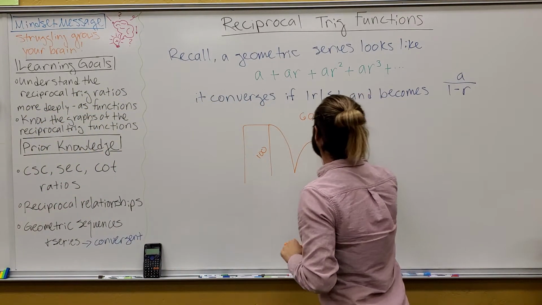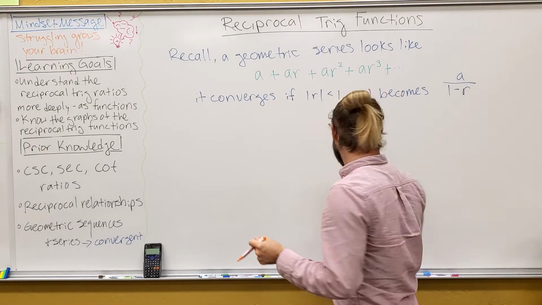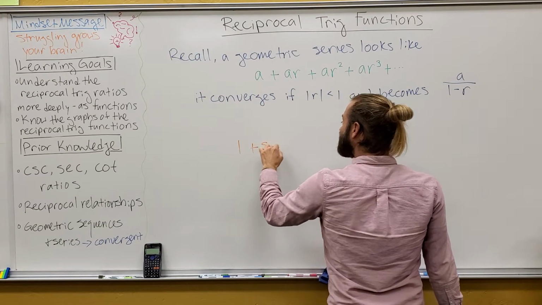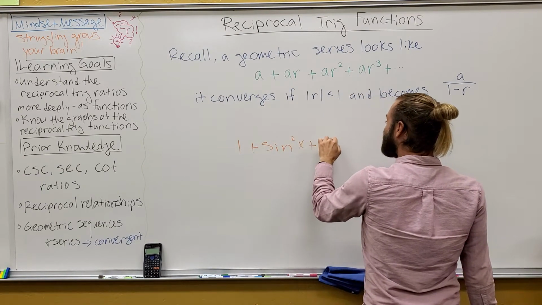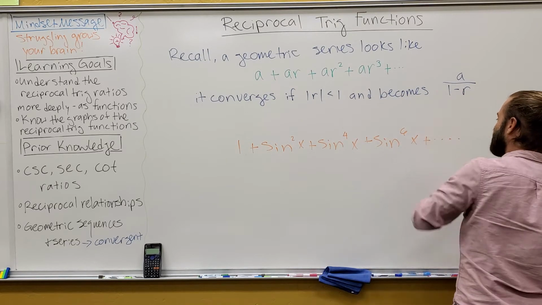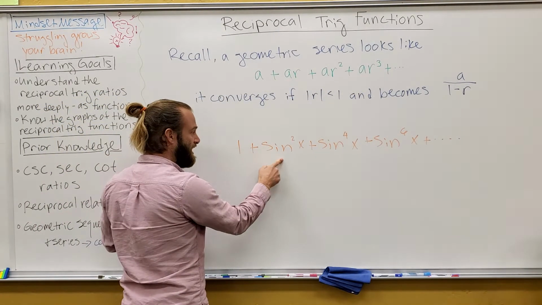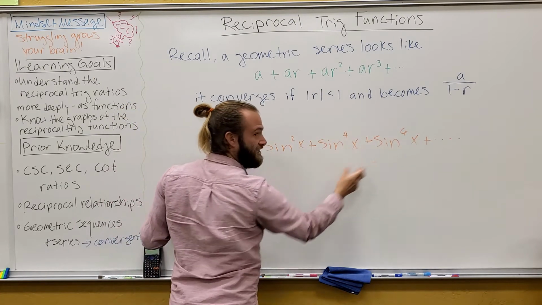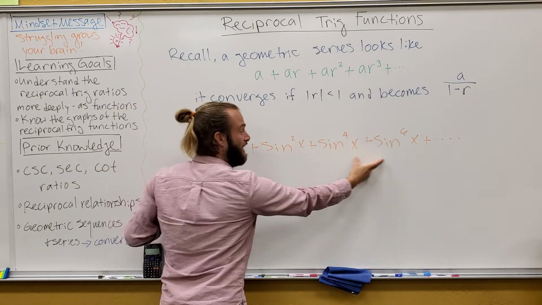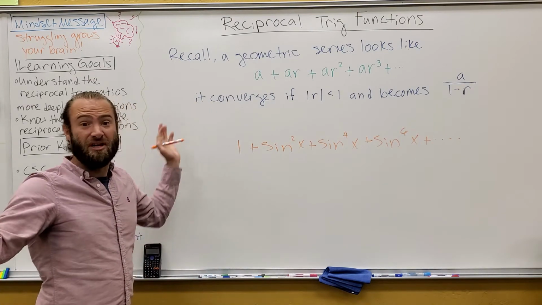Let's apply this to a series that involves sine. Let's go ahead and look at 1 plus sine squared x plus sine to the 4th x plus sine to the 6th x plus etc. We can see that this is geometric because from one term to the next we are multiplying by the same thing to get each new term, right? In this case we're multiplying by sine squared, and then by sine squared again, and by sine squared again. And this thing just adds forever, infinitely.